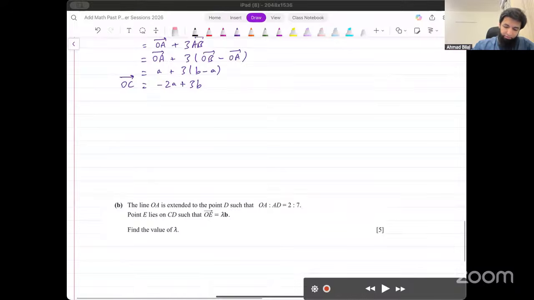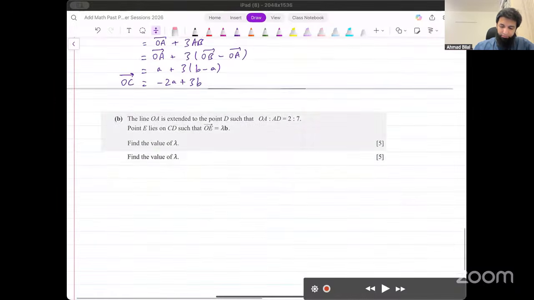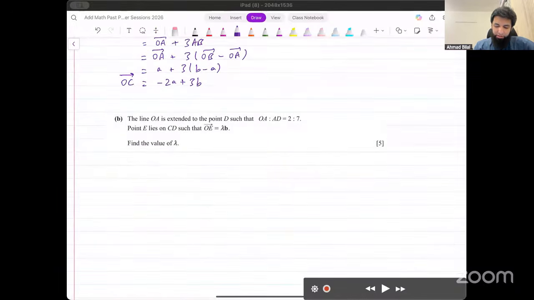Now they're saying the line OA is extended to the point D such that OA ratio AD is 2 over 7. I often like to write these ratios in fraction form. That simplifies things a little. OA over AD, that is 2 over 7.